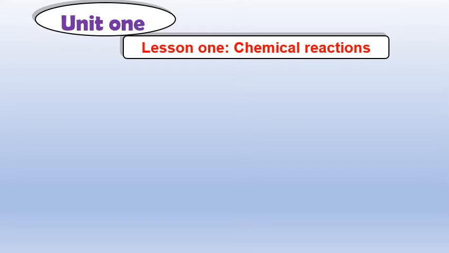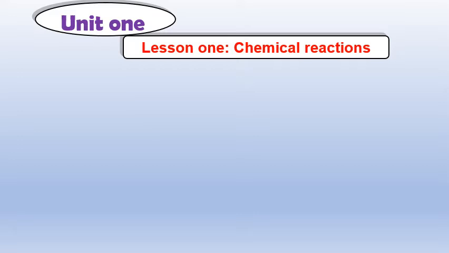Let's start our video today with lesson 1, chemical reaction. To make a chemical reaction, we must have two things. Yes, we must have reactants and products. To form the products and complete the chemical reaction, we must break down the bond between the reactants and form the new bond between the products.